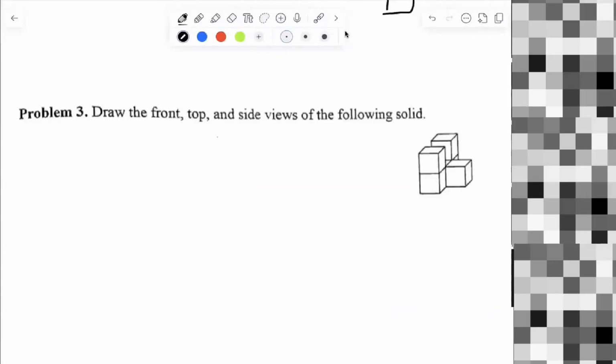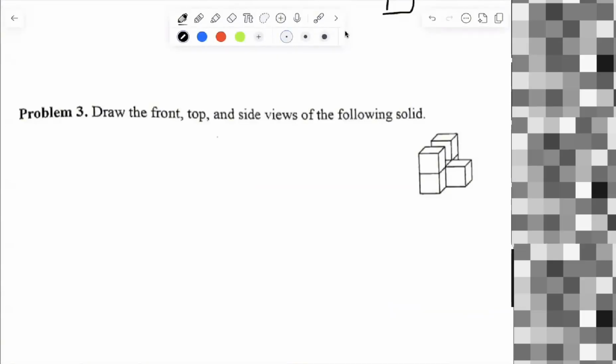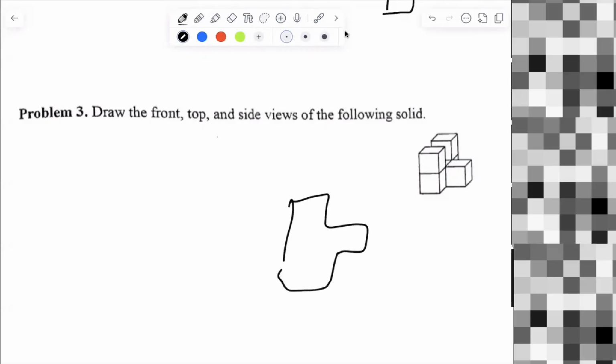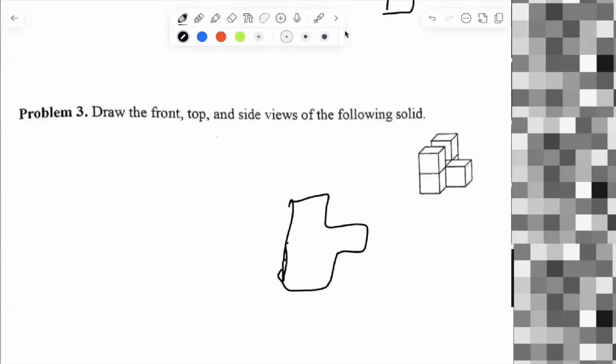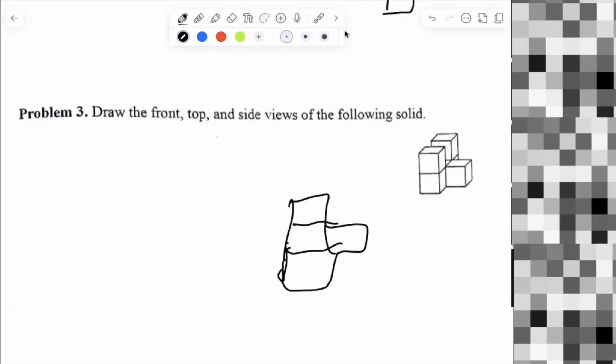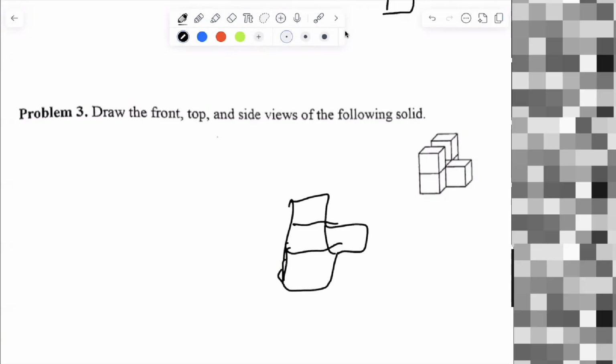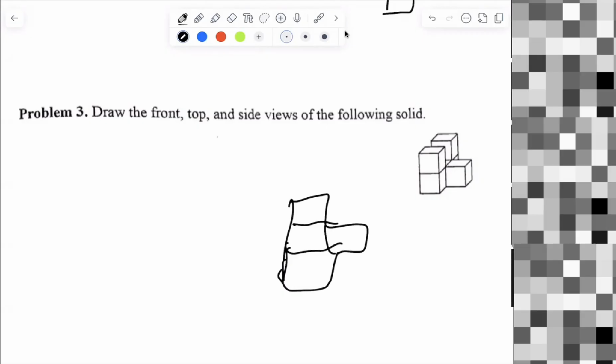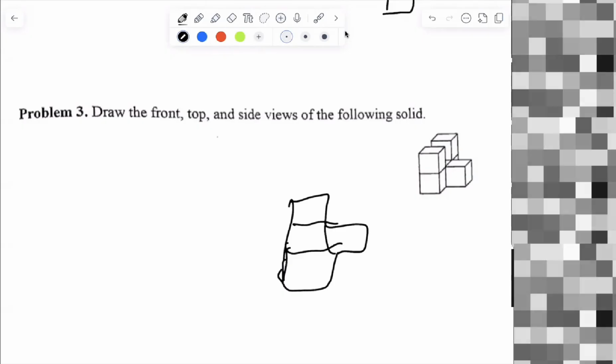Alright, so how do we approach this? Now, notice that this is from the top, you can see this. This is what you see from looking at the top. Alright? Same can be said for the bottom. Just imagine yourself as a bird's eye view. You're looking down and you'll see this figure.